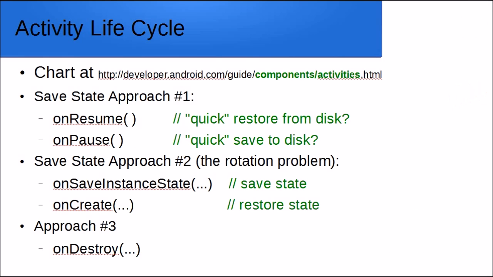Hello, for this section, I'll talk about activities. I'll start off by talking about the activity life cycle. The two main applications of the activity life cycle are saving things to disk when your application quits, and the other thing is to handle rotations. So I'll talk about some approaches to saving stuff to disk and handling rotations.